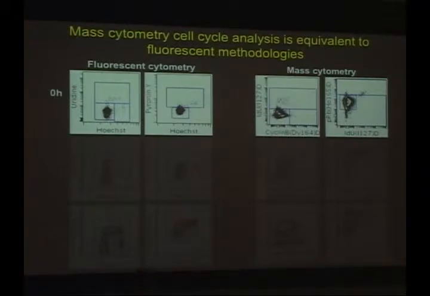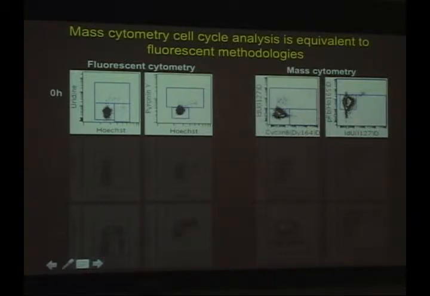To validate this, just to make sure we weren't looking at some coincidentally correlated artifact, we took resting T cells and stimulated them with PMA and ionomycin into cycle, and then compared the same cells by both the fluorescent approach and the mass cytometry approach. You can see at time 0 we'd expect all the cells to be in G0, and indeed they're all falling in the G1, G0 gate. And then on the Hoechst by pyronin fluorescent analysis, they're all here in G0, so G1 content of DNA and pyronin low. Looking by mass cytometry, again, the same thing.